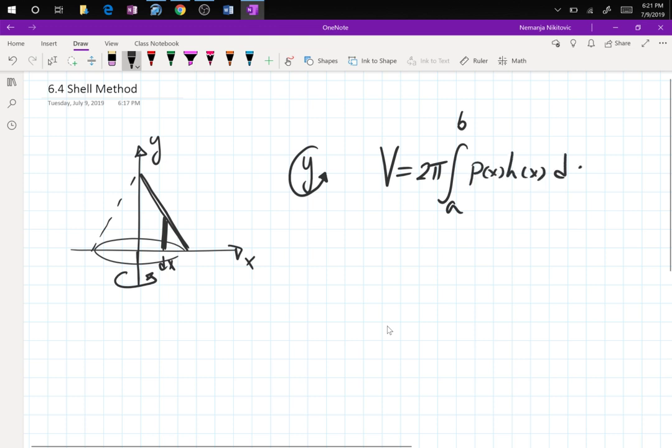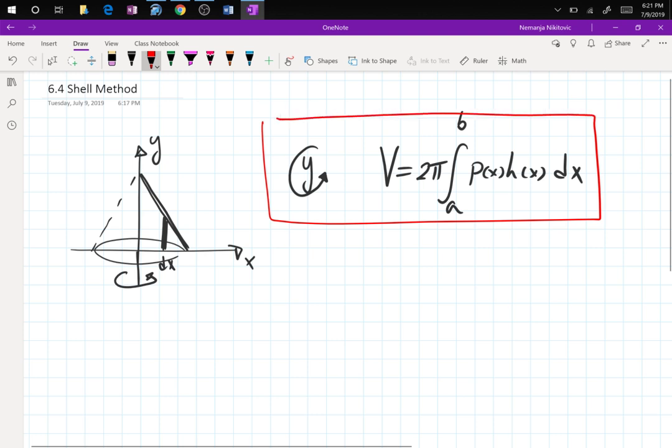p of x h of x dx. This is different than what you have in a textbook, guys. The textbook has a simpler version of this. This is more powerful, so I'll explain this. The one in the book is clear.